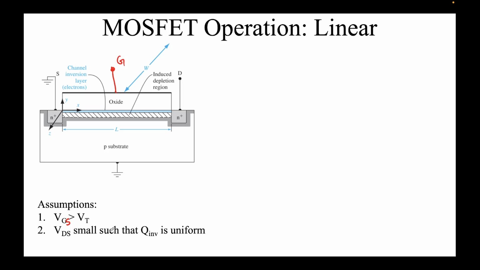VDS is small, so that Q inversion is uniform. You see this inversion block, the blue block that you see, it's a rectangle, right? For now we'll take VDS to be very small. By that I mean, let's say it's 0.1 volts, a very small value, so that there is a negligible electric field. There is some, but very small electric field in the x direction. So the x direction is from source to drain.